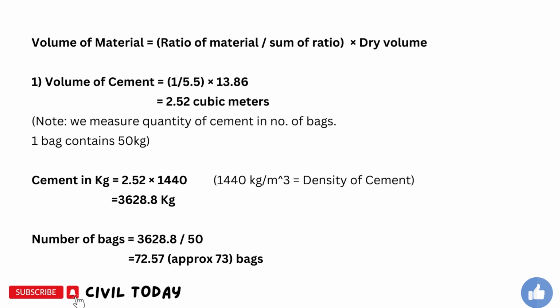We need to multiply that with the density of cement. Density of cement is 1440 kg per cubic meter, and we will get the cement in kg. For example, we get 3628.8 kg. After that, we need to convert this into bags. Simply divide this by 50, because one bag is 50 kg, and we get approximately 73 bags.